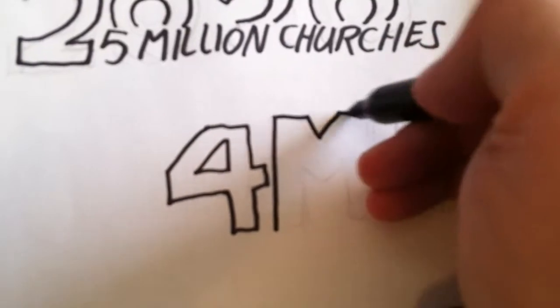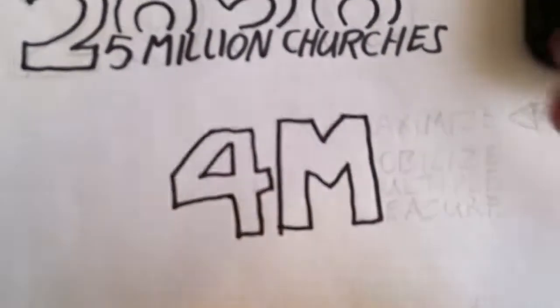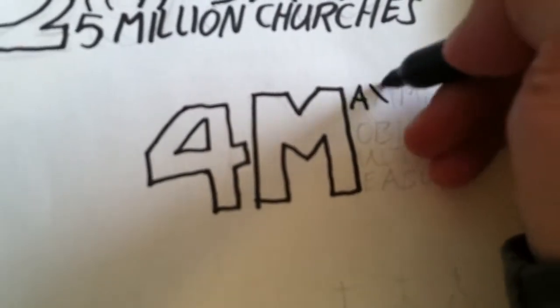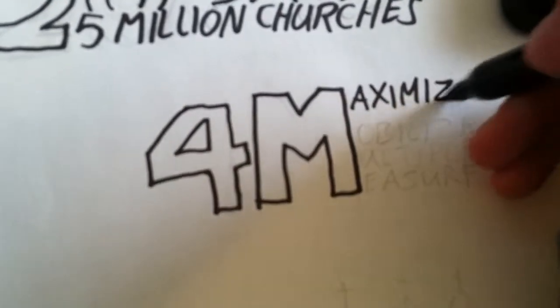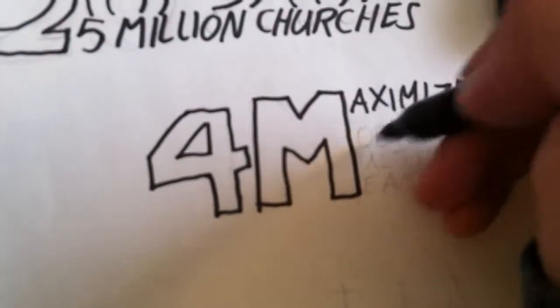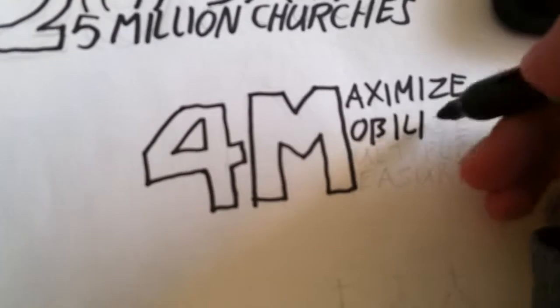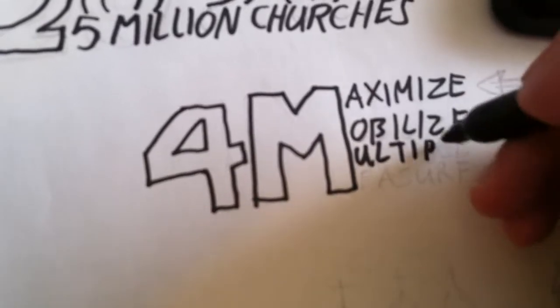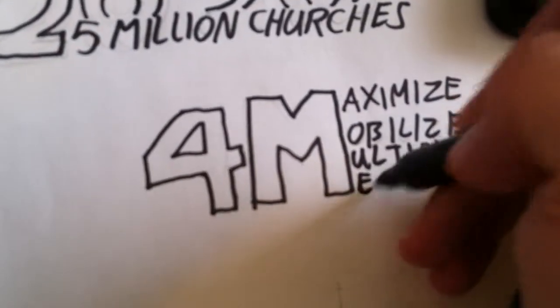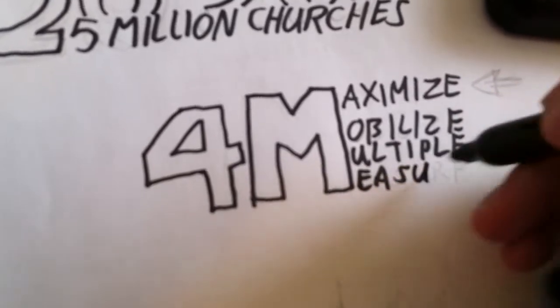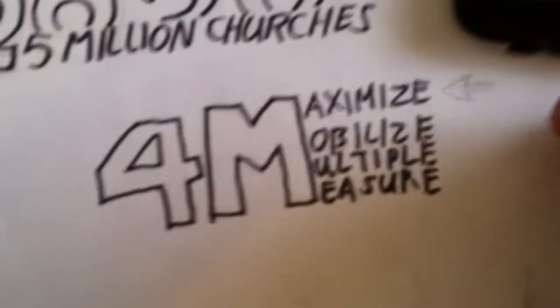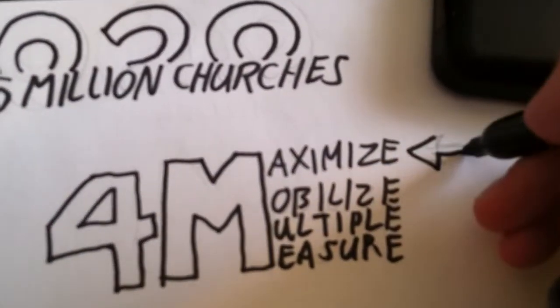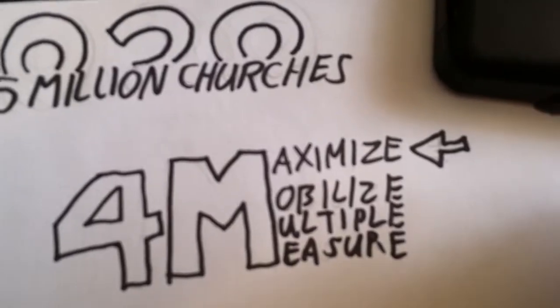joined in, and then to maximize, sorry, and then to mobilize, multiply, measure, and then somehow highlight, maybe with an arrow like this, towards the maximize section. And then the Campus Crusade one, expanding on that, let's see here.